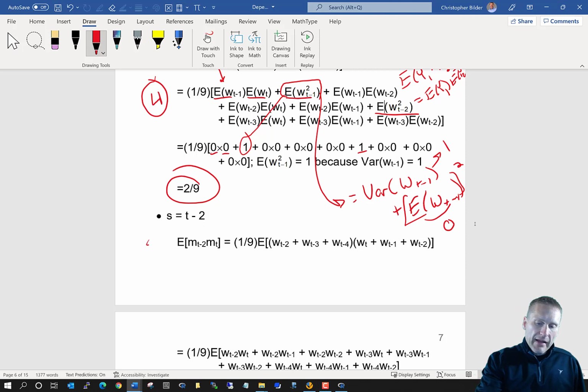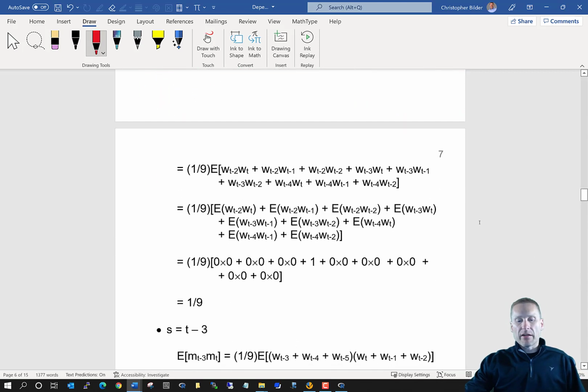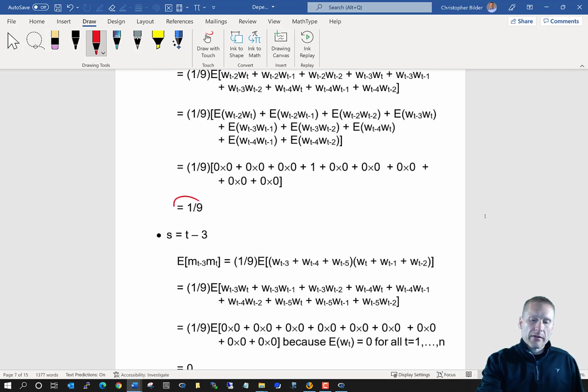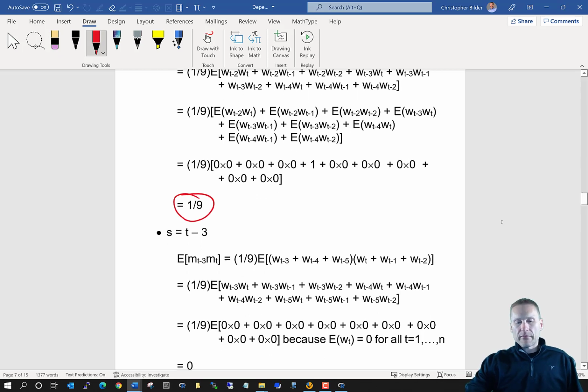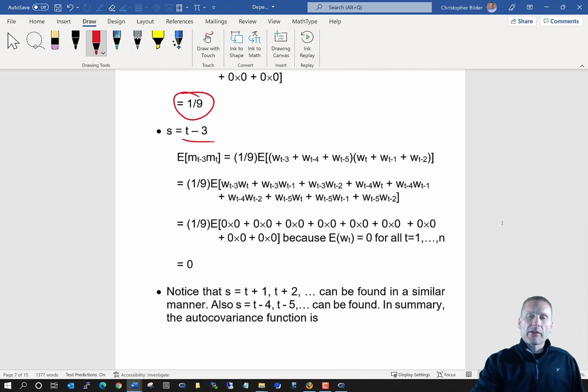Well, what if, let's say, s is equal to t minus 2? Well, I'll let you look at that on your own. It just uses the same concepts that we just did with t minus 1, and we end up getting 1 9th. Well, what about now t minus 3? That 3 is a key here. Remember, we have a 3-point moving average.